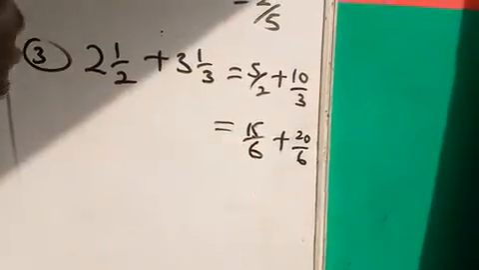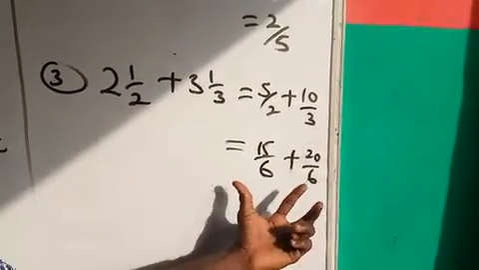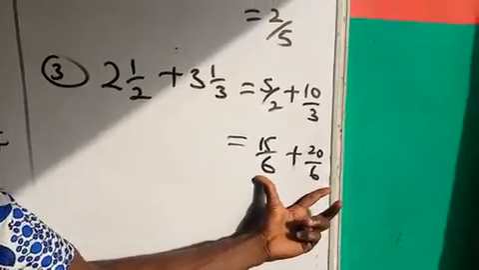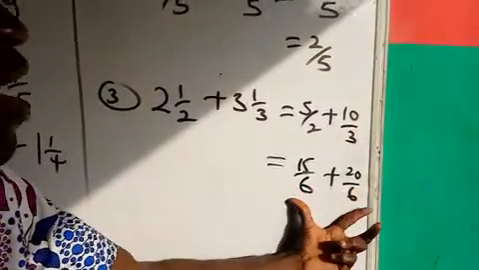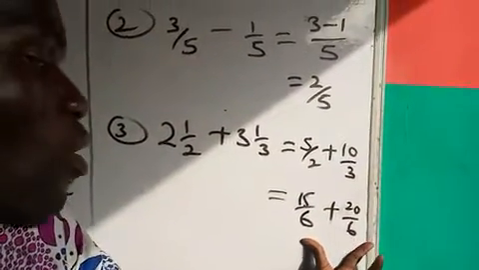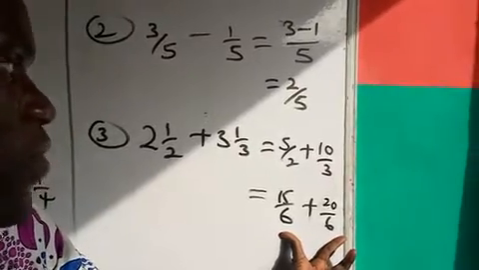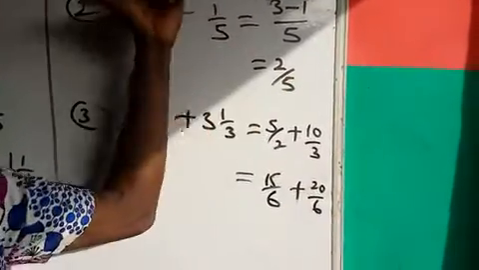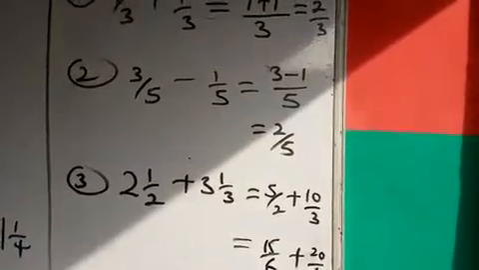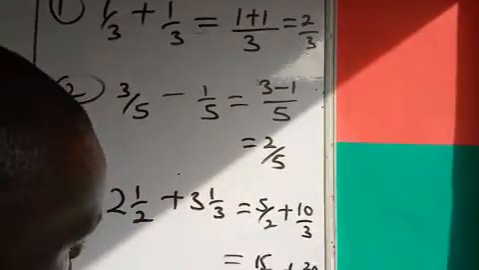Meaning what have we done here? We have to ensure that when we are solving using equivalent fractions, we have a common denominator at the end. We have a like denominator at the end, just as in number 1 and number 2. It means that, taking this one, we are going to have 6.